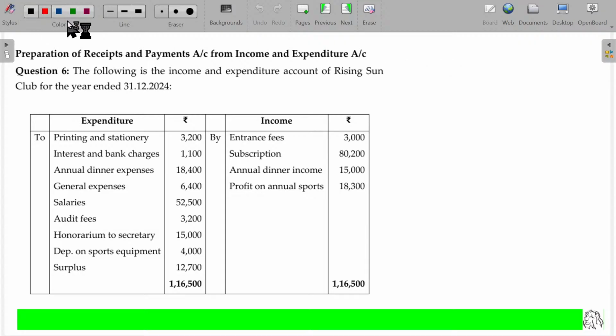Question number 6. Preparation of receipts and payment from income and expenditure. Usually receipts and payment are given and you prepare income and expenditure. In this illustration it's totally different. Fifth illustration is also the same model, just similar to the fifth illustration.